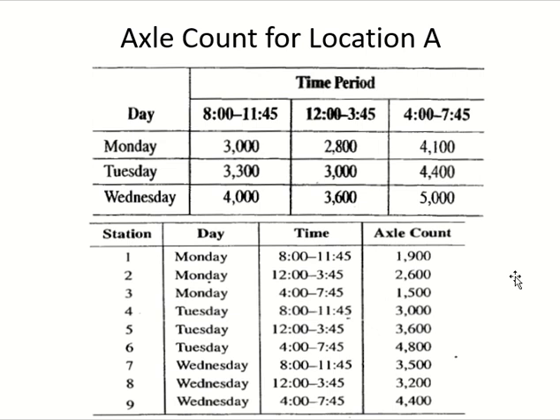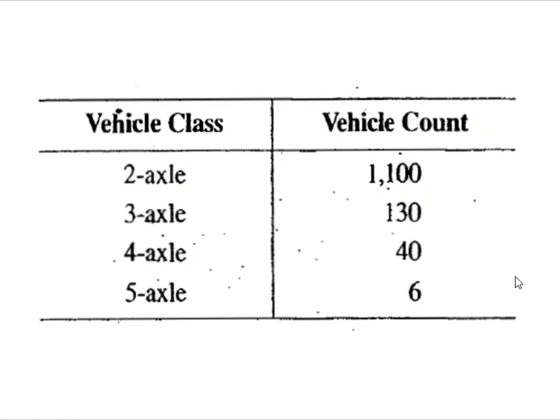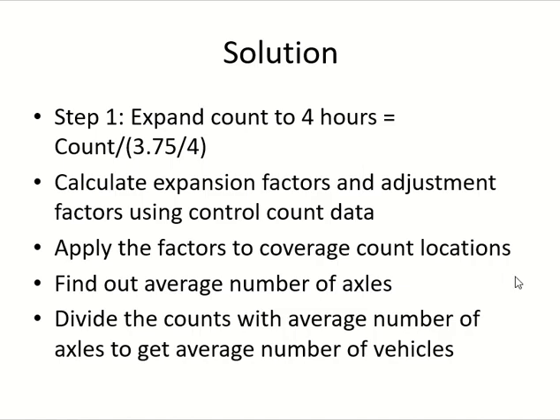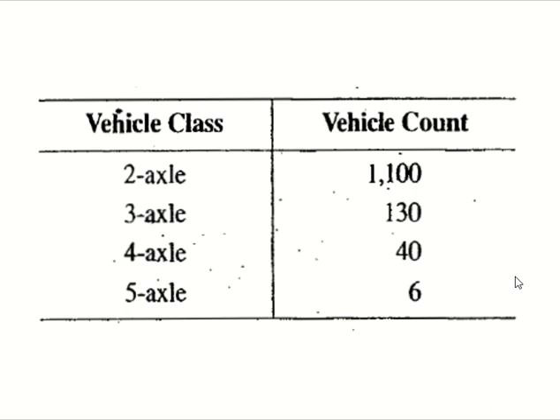So to convert the axle count to vehicle count, we have to do a manual study. In that manual study, you count the number of vehicles according to the number of axles. So this is the manual study. You can note one thing. I have 10 points here, 10 locations. Data is from 10 locations. How many manual studies are here?